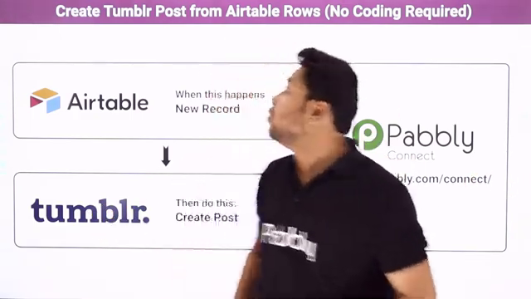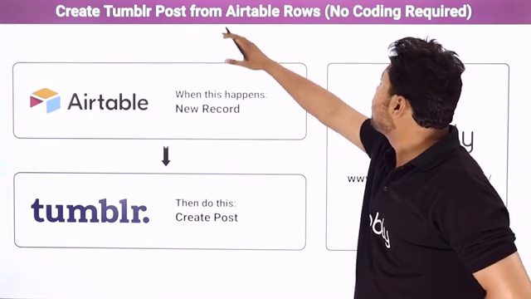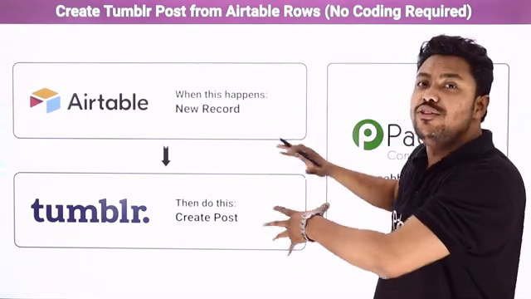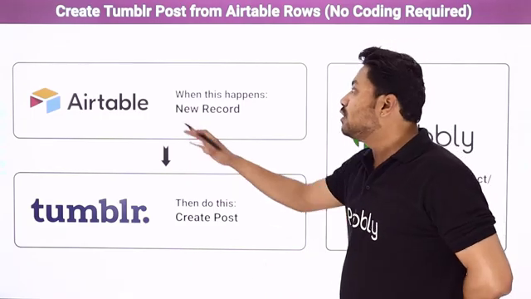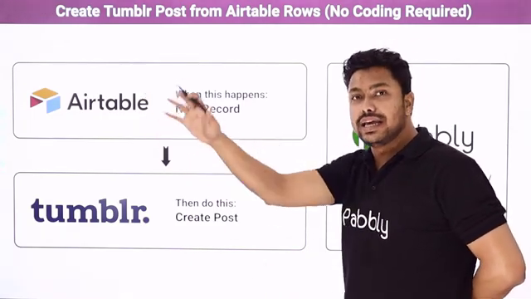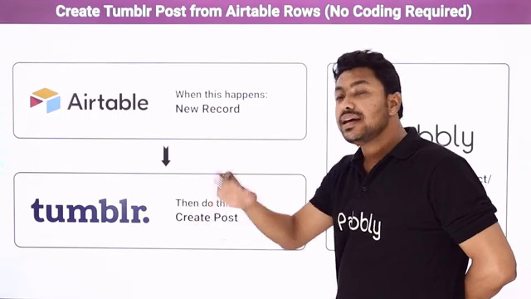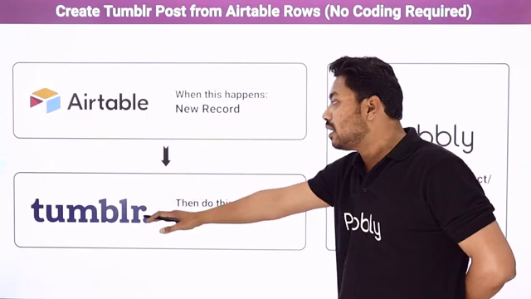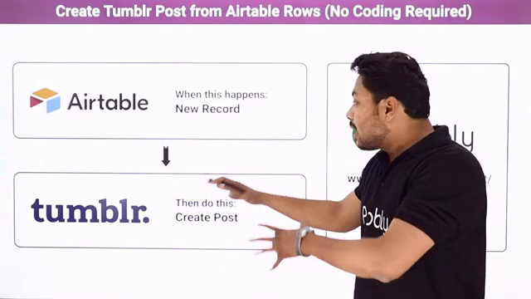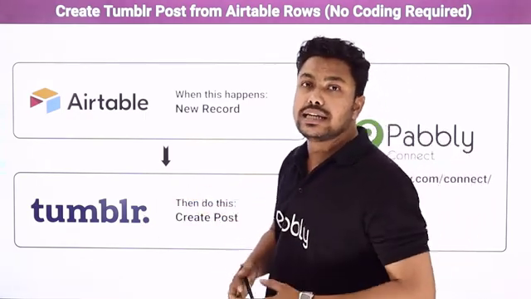So today I am going to tell you how you can create Tumblr posts from Airtable rows, and especially no coding required. What we are going to do here is first create a new record in our Airtable. From there, the details of that Airtable database will go to our Tumblr account and automatically a new post will be created on our Tumblr account.